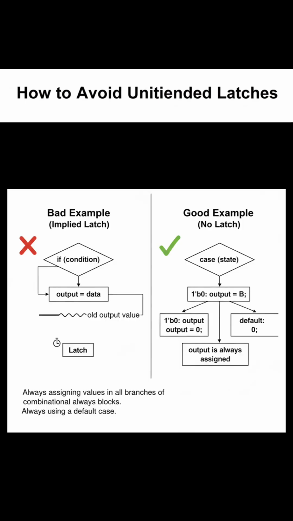Big trap question, how do you avoid latches? Well, in combinational always blocks, you must assign outputs in every possible path. And in case statements, always use a default.